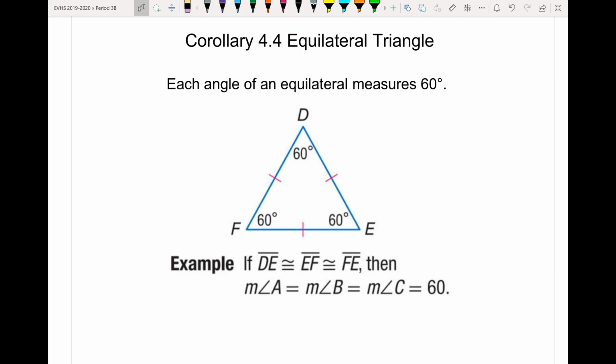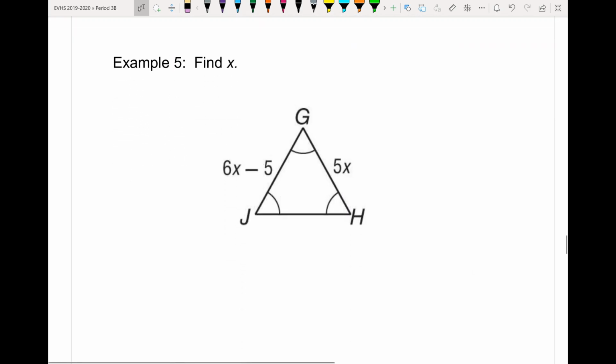Also, another corollary to that is that each angle of an equilateral triangle measures 60 degrees. That one would be rather easy to prove. All you got to do is say if it's equilateral, then it's also equiangular, and then x plus x plus x is 180. They all equal 60. Not that hard to prove. But corollary 4.4 is our 60 degree measure for each angle. All triangles equal 180, yes. Well, the sums of the interior angles equal 180. Okay. Example 5. Find x.